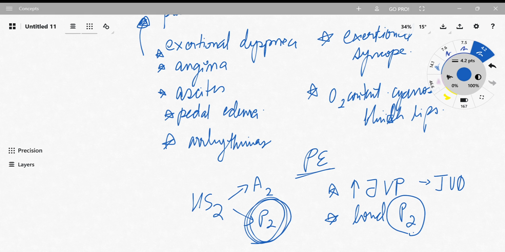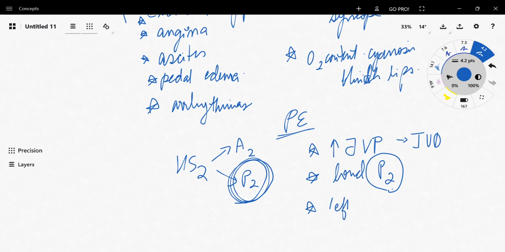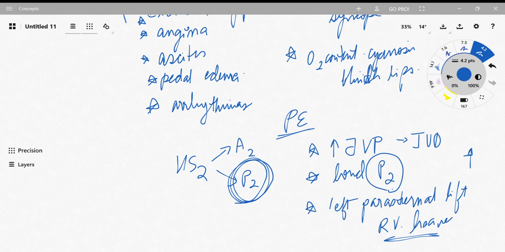Okay, and then they can also have left parasternal lift due to right ventricular heave. Okay, right ventricular heave is, again, your right heart is trying to push against high pulmonary pressures, and that can cause it to have a heave, and that would be felt as a left parasternal lift. Okay, these are the things that you will see on physical exam.